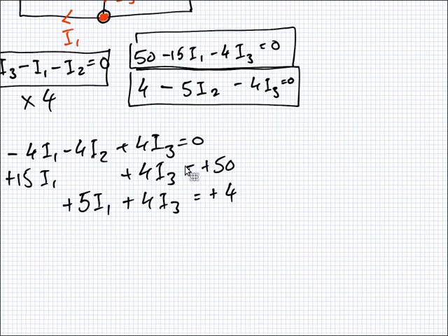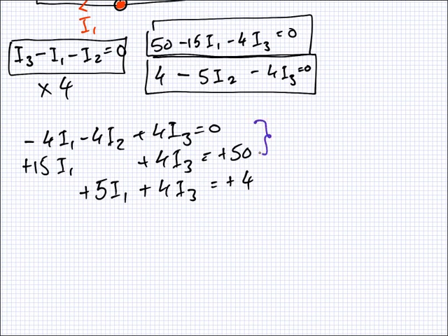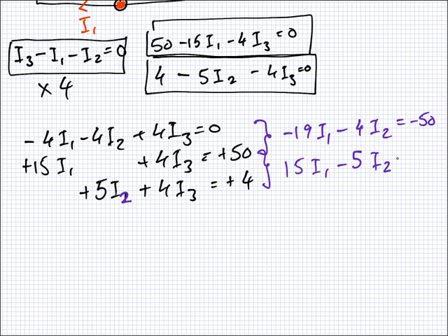Okay, next step. I take these two and subtract them. That's 19I1 plus 4I2 equals 50. Then I do the same for these two: 15I1 minus 5I2 equals 46, which is 50 minus 4.